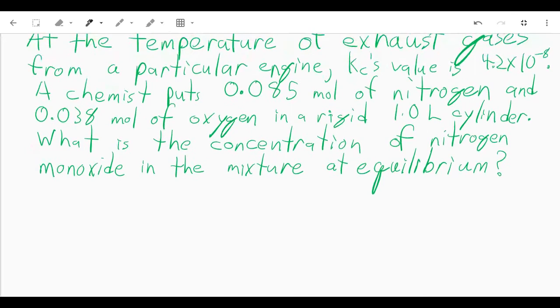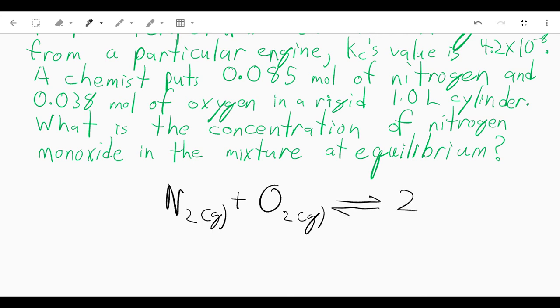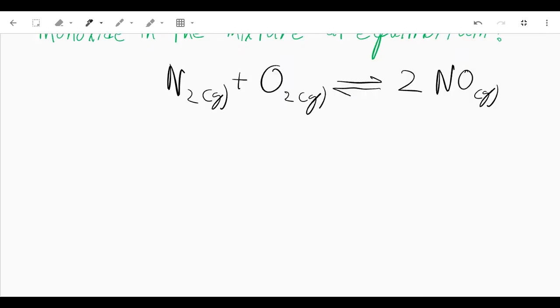As usual, we're going to start with writing out our chemical reaction here. We have oxygen and nitrogen reacting with each other. Both of them are gases. And they're going to form nitrogen monoxide. To balance it, we need a coefficient of 2. From here, we can build our ice table.